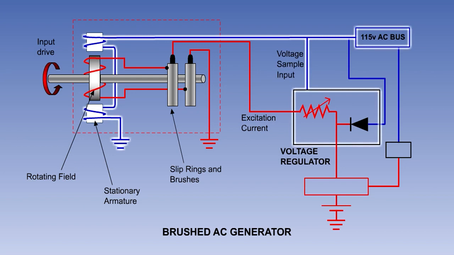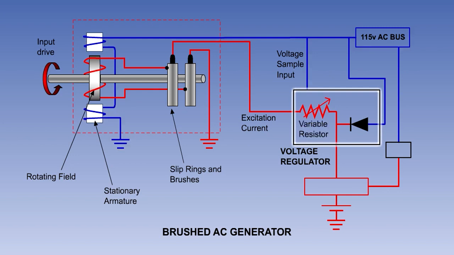Control of the field excitation current is by the voltage regulator, which samples the generator output and adjusts the excitation current to maintain the correct output voltage, irrespective of the alternator speed and loads.